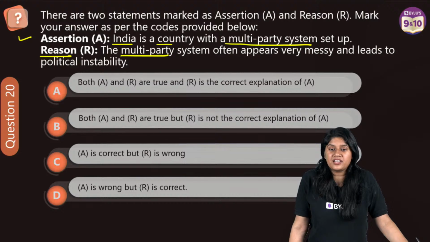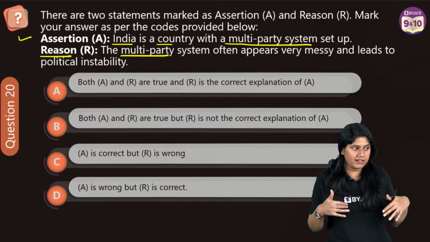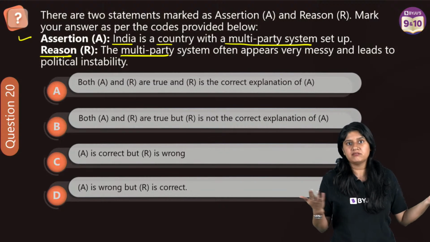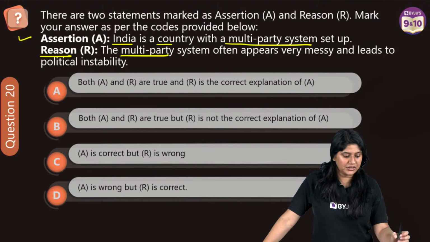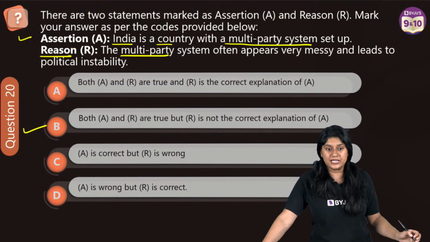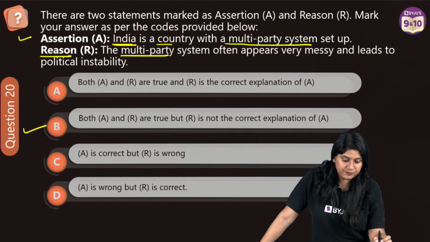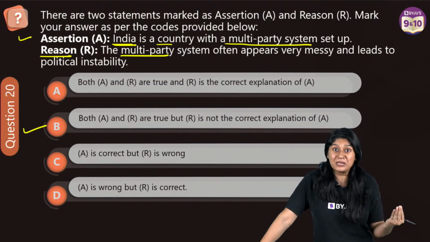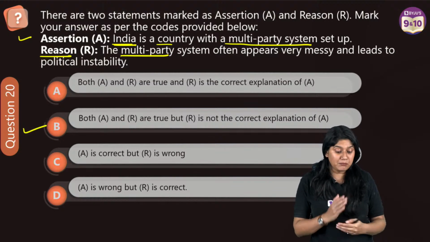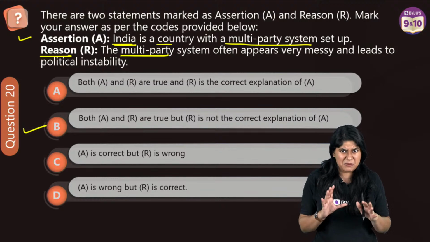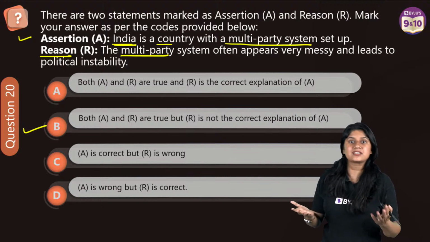Instability means sthirtha nahi hona. It's not stable. For example, one day the government is there and next day, if the members resign, there's no government. Unstable government. Okay, everyone. So, yes, we have the correct answer and that is option number B. Very good, everyone. We know that India is a country with a multi-party system. We have so many parties in our country, right? That is absolutely correct. The reason is also correct, that a multiple party system often appears very messy and leads to political instability.